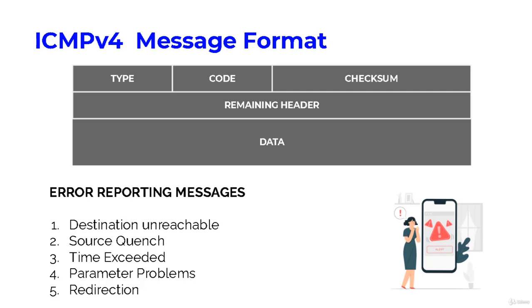The information to find the original packet that had the error is included in the data section of the error messages, whereas the data section in the query messages contains extra information depending upon the type of the query.